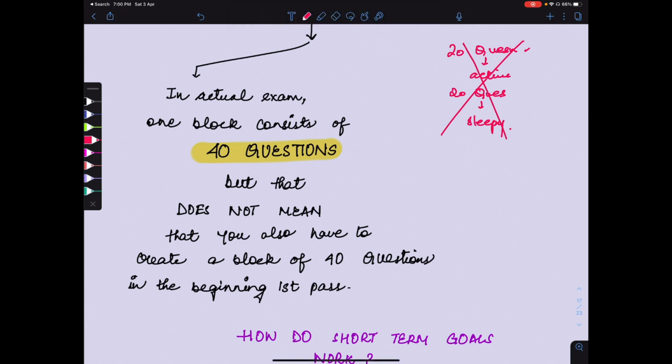Remember, always start your block with 10 questions or 20 questions. It's not that your exam consists of 40 questions. No. You first of all have to clear your concepts. Your goal is not to simulate the exam. Your goal is to clear your concepts. If you know the concepts, you will be easily able to solve any question that they ask.